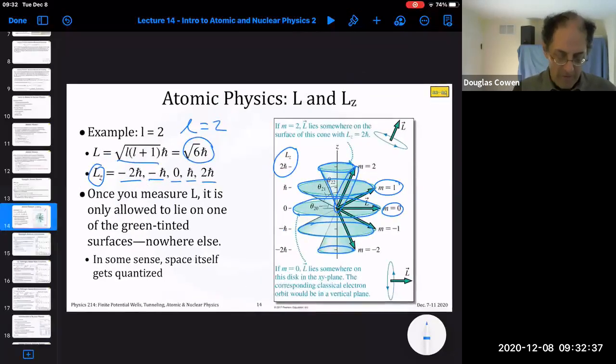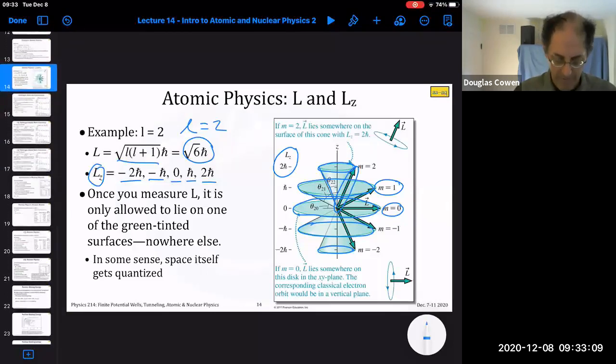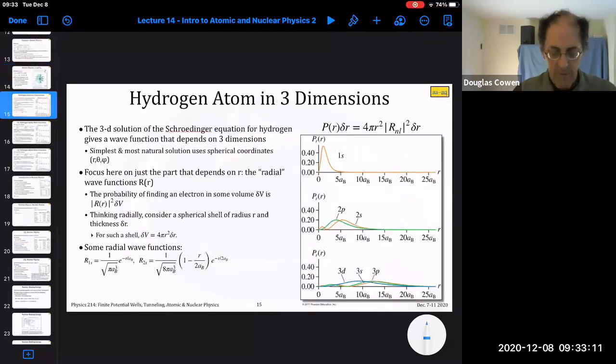So what this basically says, in some sense, is that space itself is getting quantized. Once we choose a direction and we measure L, we find that its projection onto the z-axis can only have certain values, and therefore there are only certain regions of space where the angular momentum itself can actually point, which seems a little strange. But quantum mechanics generally is filled with strange things like that. Okay.